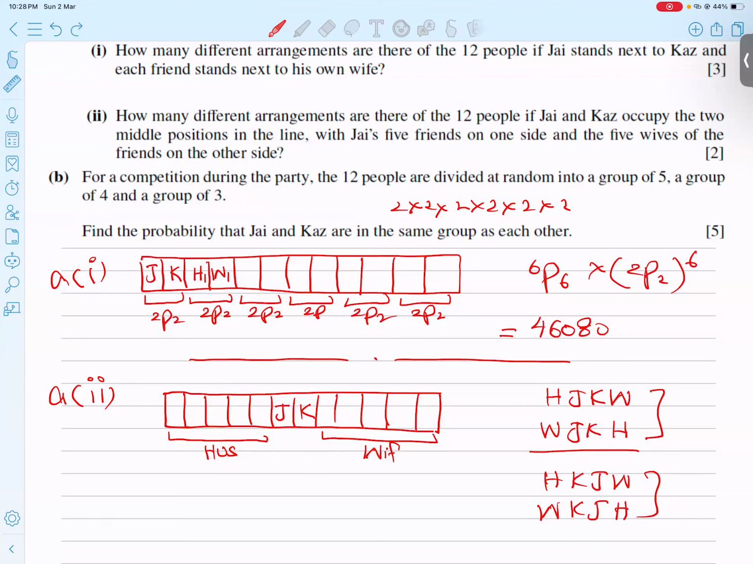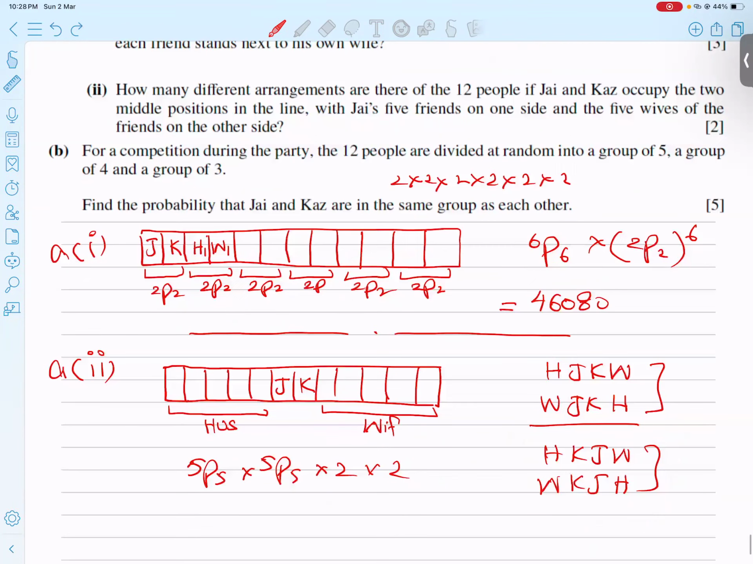I can write it here 5P5, and there's also 5P5 into 5P5, and this is coming from here 2P2, into 2 for this and into 2 from this one. In short, we have 4 options. 2 twos are 4. So I believe the point is very clear.